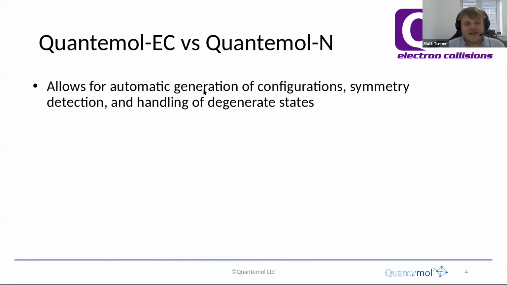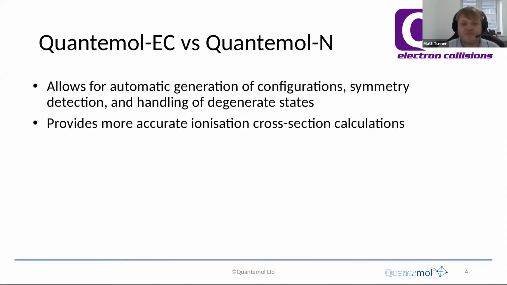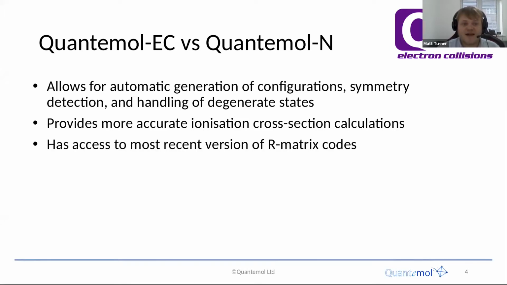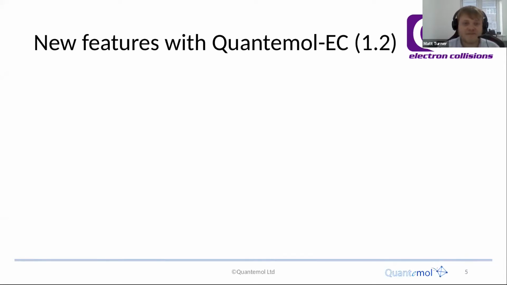So Quantemol-EC allows for the automatic generation of configurations, automatic symmetry detection, and the handling of degenerate states. This means it's a lot easier to use for people who don't have expertise in these specific areas. It makes it a lot more simple, straight out of the box. It also provides more accurate ionization cross-section calculations. And finally, it has access, as I just said, to the most recent suite of R matrix codes.